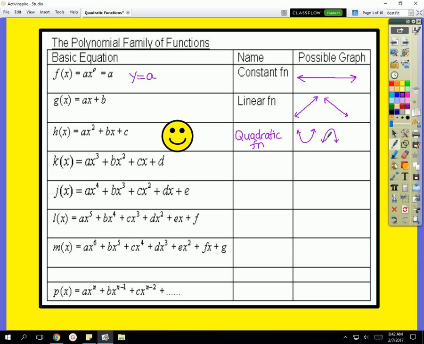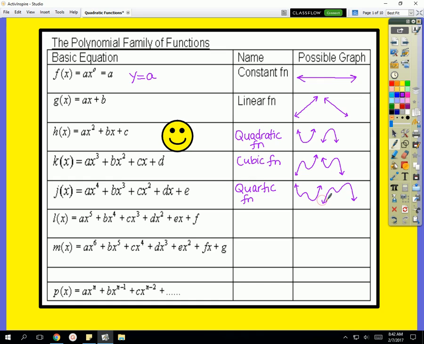And then k of x, you know, is a cubic function. And you know cubic functions either go 1, 2, 3 or 1, 2, 3, because the degree tells you what the graph is going to be shaped like. J of x, since it's to the 4th power, is called a quartic function. So I'm going to have to count to 4 in my graph. It'll be something like 1, 2, 3, 4 and 1, 2, 3, 4.